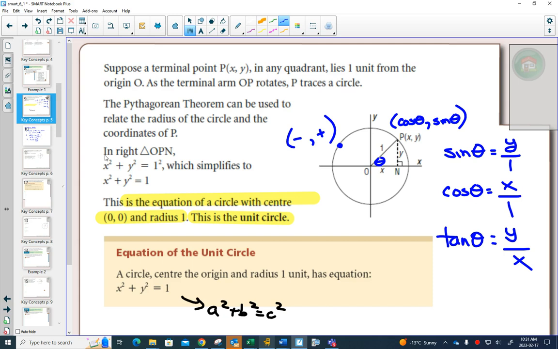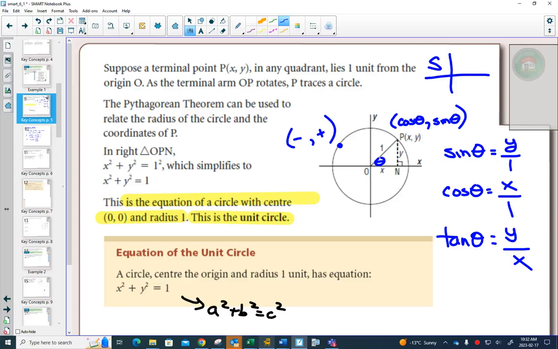If your y-coordinate is sine, this explains why, in the CAST rule, only sine is positive. And if tan is y divided by x, sine divided by cos, a positive number divided by a negative number will be negative. And only sine will be positive.